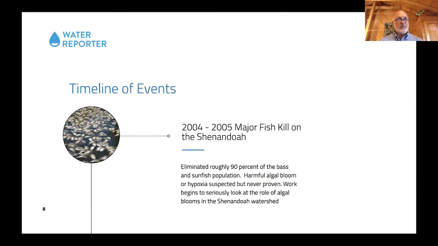And at that point, the governor stood up a fish kill task force, and they began to seriously look at the role that algae possibly could have been playing. They never found a smoking gun. There was never a single cause identified, but the algae was thought to be such that either there were possible harmful algal blooms going on, or hypoxia happening, an absence of oxygen in the water that was contributing to the fish kill.